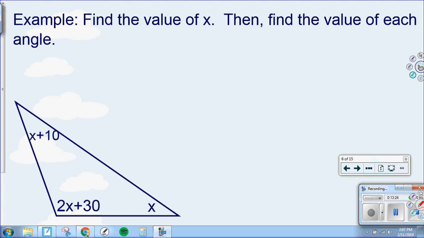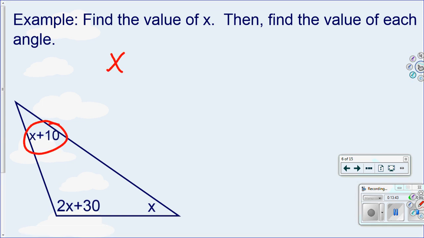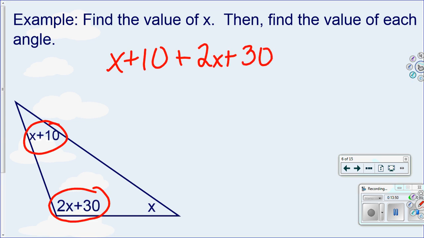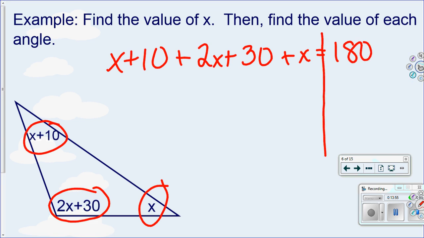Example 2 says find the value of x, then find the value of each angle. This one's not as easy as the last one because we don't have two measures that are given to us. We have to find the value of x first. Who can tell me what my equation is going to say? Tatiana? X plus 10. Good. We have x plus 10 plus 2x plus 30 plus 2x plus 30 plus x equals 180 degrees. Excellent job.